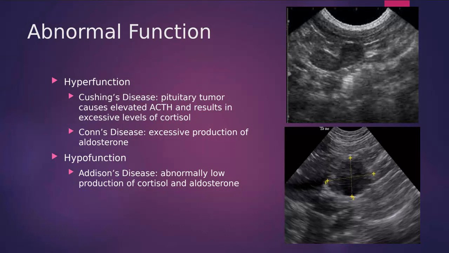Now, when we have hypofunctioning, meaning it's not functioning as well as it should be, that is when we have Addison's disease. So this is the abnormally low production of cortisol and aldosterone. So here we have two examples of these types of scenarios. If we were to be able to visualize them on ultrasound, the top image, I believe, is Cushing's disease, and we have the enlarged adrenal gland, and the bottom image, I believe, is Conn's disease, where we have the production of aldosterone.